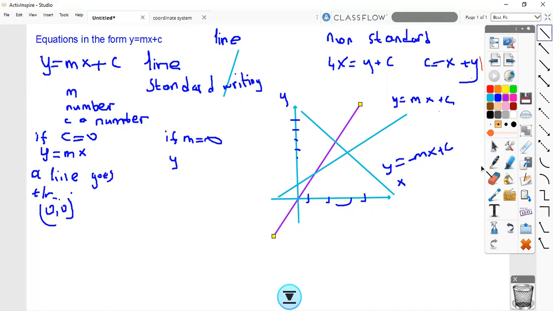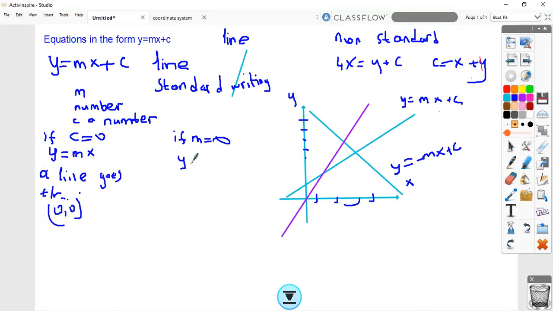Now here, if we say m is equal to 0, then y will be equal to what? M is 0, 0 multiplied by x plus c. Okay, y will be equal to c. It means any number on the y, and the graph will be a horizontal line like this one. Sorry. Okay.